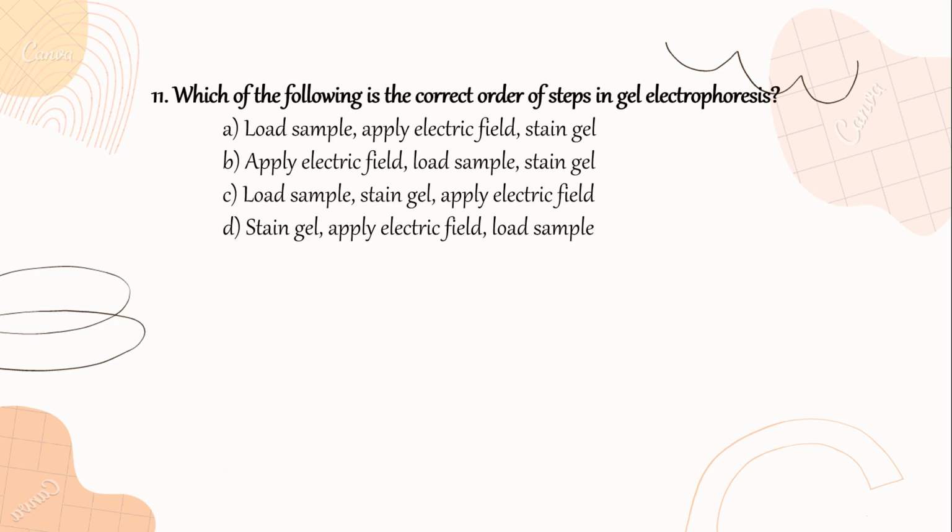Number 11. Which of the following is the correct order of steps in gel electrophoresis? A. Load sample, apply electric field, stain gel. B. Apply electric field, then load sample and then stain gel. C. Load sample, then stain gel and then apply electric field. Or D. Stain gel, then apply electric field and then load sample. So the correct answer is C. Load sample, then stain gel and then apply electric field.